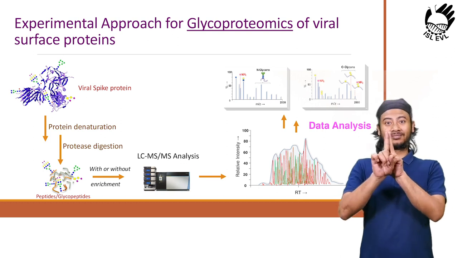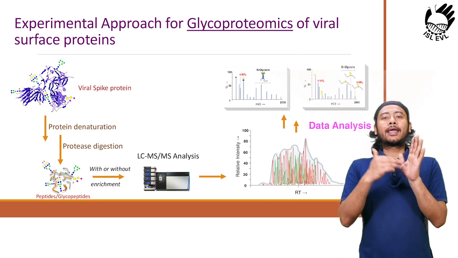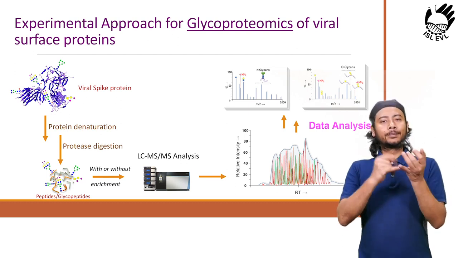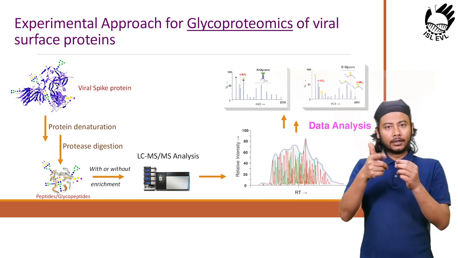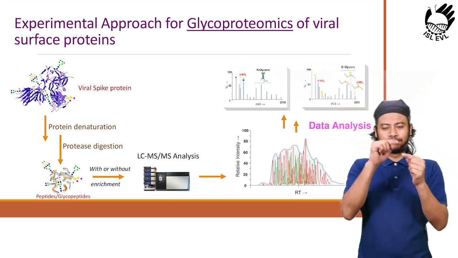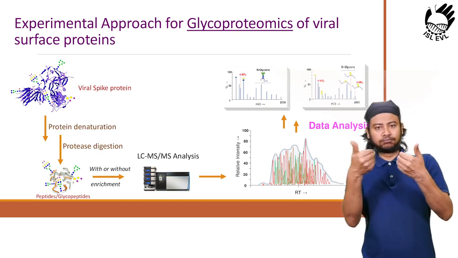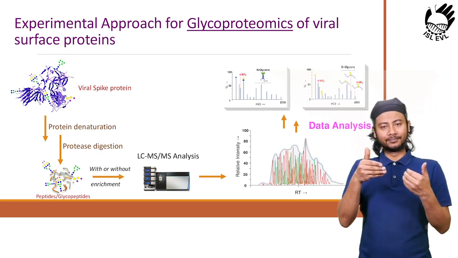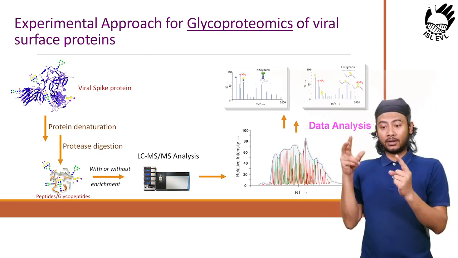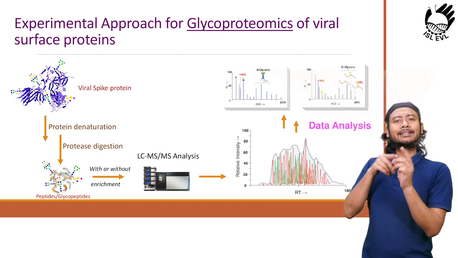In order to analyze the glycosylation on the spike protein, the proteins from the viruses were digested by enzymes or proteases such as trypsin after protein denaturation and alkylation. Protein denaturation is uncoiling of proteins from their tertiary or quaternary structure, and alkylation is the blocking of the cysteine.